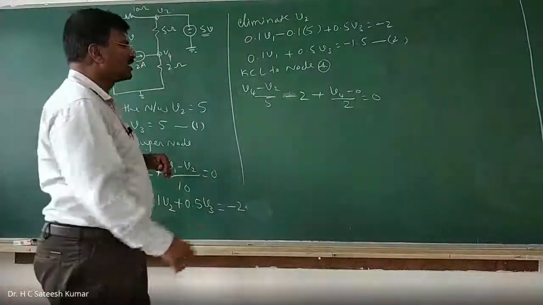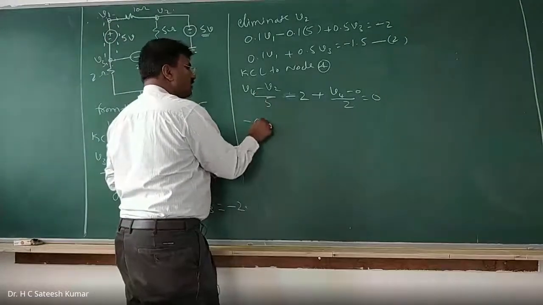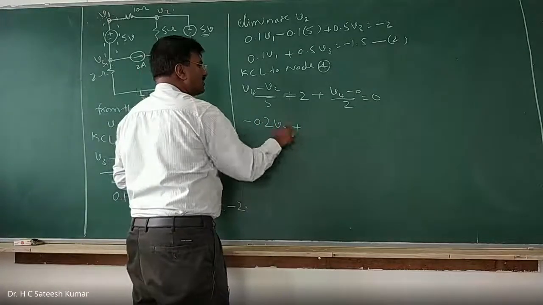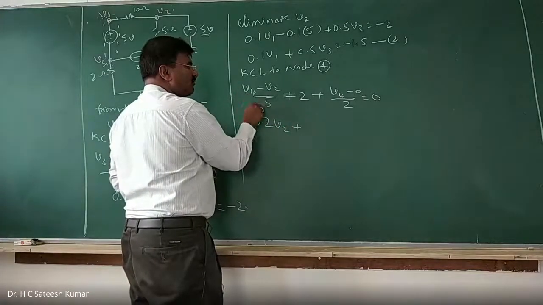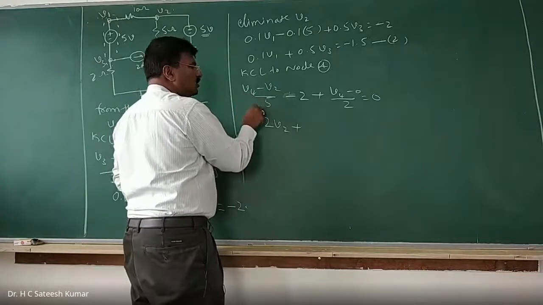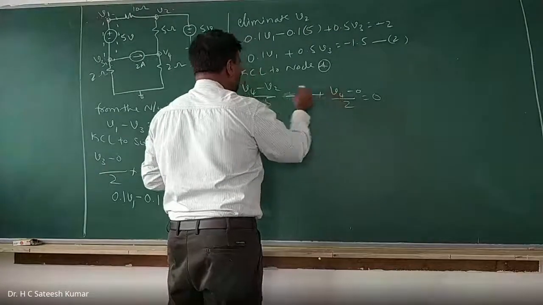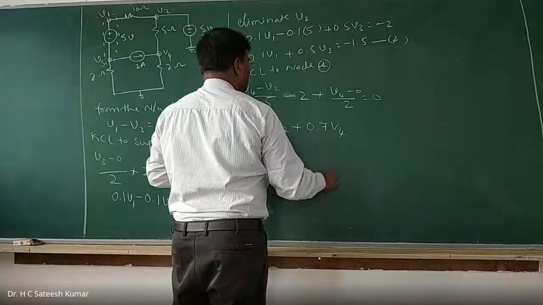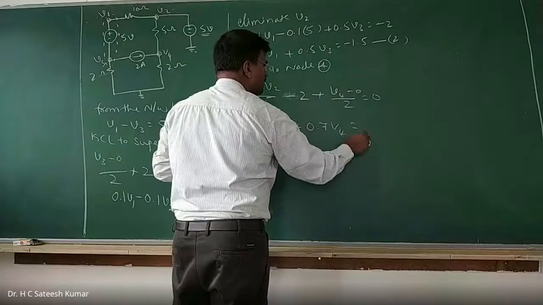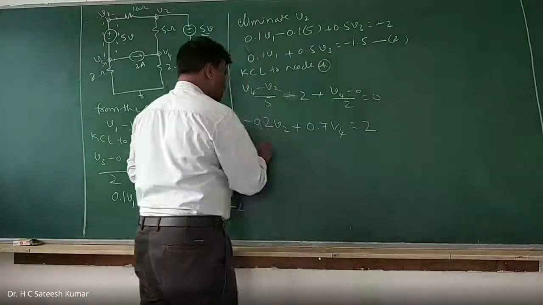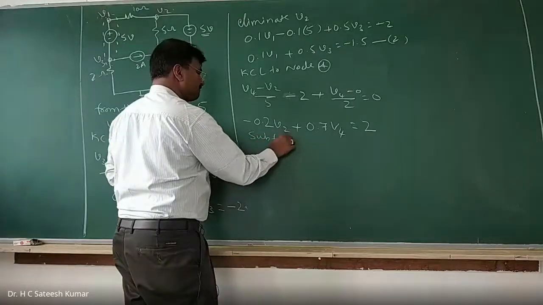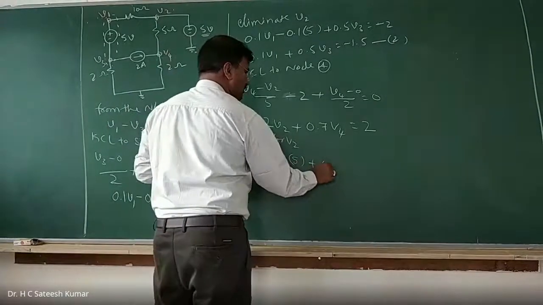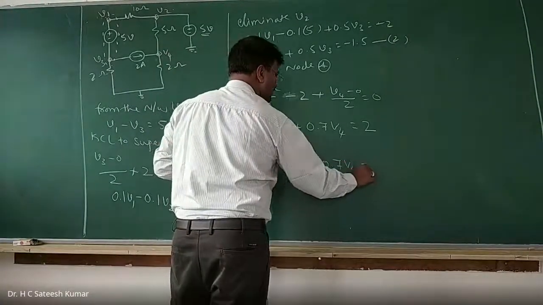Now, you can write the V2 coefficient: minus 1 by 5 is minus 0.2 V2, plus 1 by 5 V4, sorry, 0.2. 1 by 2 is 0.5. 0.5 plus 0.2 is 0.7 V4 is equal to 2. Substitute for V2: minus 0.2 into 5 plus 0.7 into V4 is equal to 2.